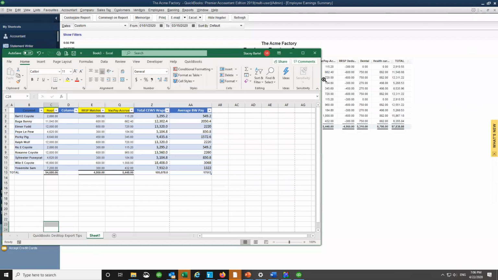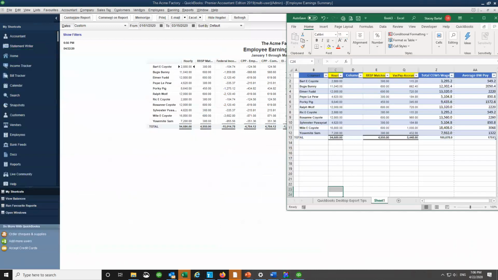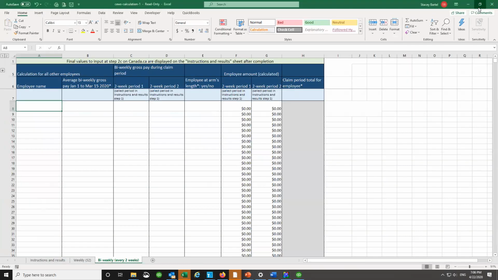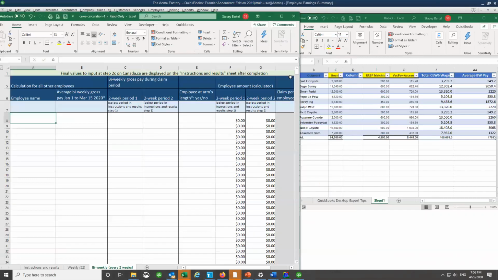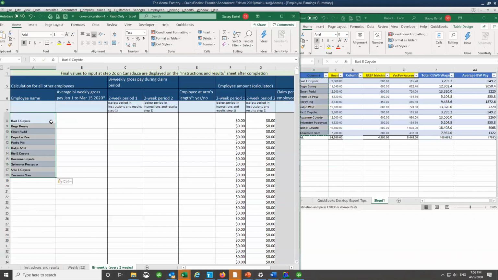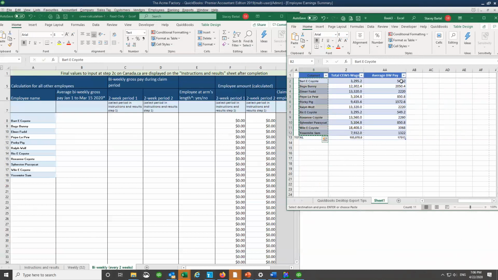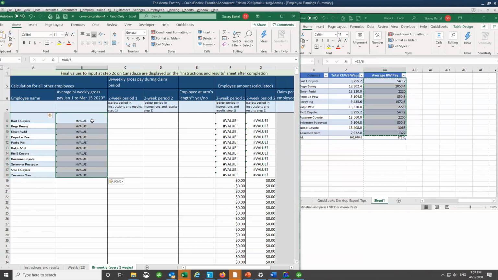Let's minimize this and put it off to the side, because we're going to need it for our other report. Let's pull up our calculator. Here's our calculator, and I'm going to minimize it and put these side by side, because I'm lazy and I like to do a couple of things here. The first thing we're going to do is take all the employees' names. That's the first thing it's asking for. I'm going to copy it and paste it. Then I'm going to go across and take their average pay, which is what we need. I'm going to copy it and paste it in here.